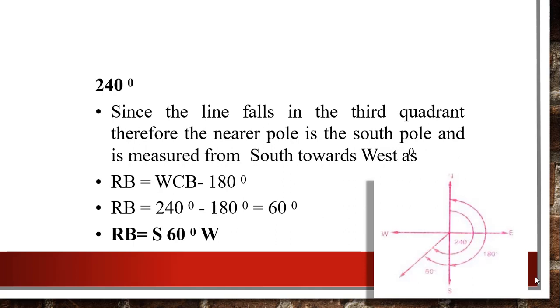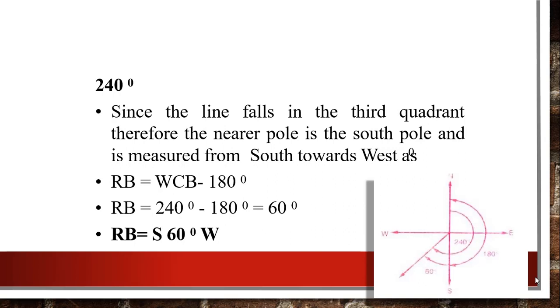Now, the second one is 240 degree. Since the line falls in the third quadrant, the nearer pole is the south pole and it is measured from south towards the west. So, for getting the RB value, you have to deduct 180 degree from the whole circle bearing and you will get the reduced bearing, that lies in the third quadrant, S 60 degree W.